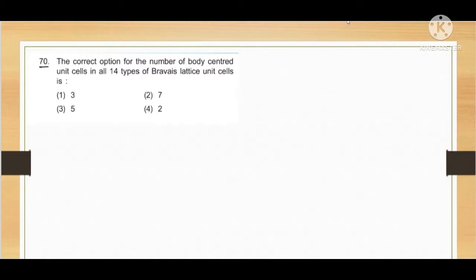Now let us see the 17th question. The correct option for the number of body centered unit cells in all 14 types of Bravais lattice unit cell. They ask how many BCCs are present in 14 types of Bravais lattice unit cell. This is a conceptual question.